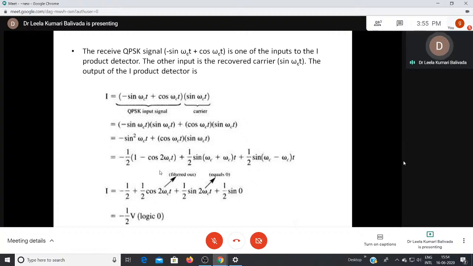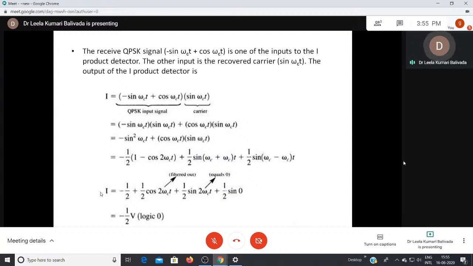So you should be thorough with all the trigonometric expressions to solve these equations. So sin square omega ct can be written as (1 minus cos 2 omega ct) by 2 plus, this is in the form of cos A sin B. So 2 cos A sin B can be written as sin(A plus B) plus sin(A minus B). Since here the multiplier 2 was not there, therefore multiply it with 2 and divide it by 2 so that we can have 1 by 2 sin(A plus B), that is sin(omega c plus omega c)t, plus half sin(omega c minus omega c)t.